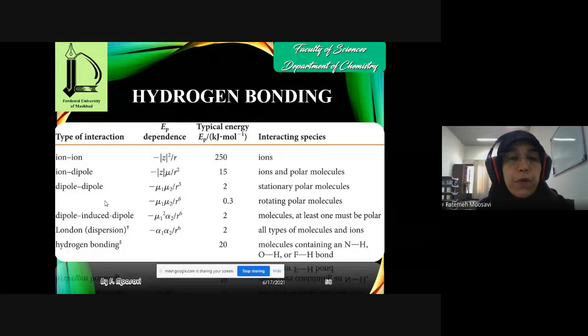So, hydrogen bonding is a special kind of interaction that is observed if the molecules contain NH, OH, or FH bonds. Typical energy, you see, is about 20 kilojoules per mole. That is considerable in comparison with other types of interactions. So we say that if the molecule doesn't have any ion, if no ion is present in the substance we consider, hydrogen bonding is the strongest interaction we may observe between the molecules.